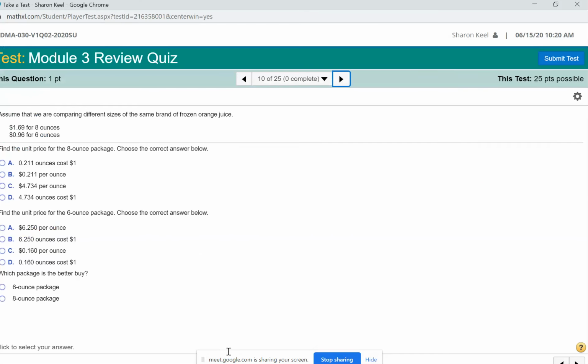When you choose answers here, you have to be sure you're choosing the one that's the price per ounce. And notice they give you the answers in reverse. So if you did it the wrong way, you would have the right answers and the wrong answers.